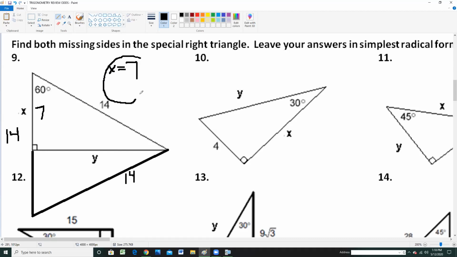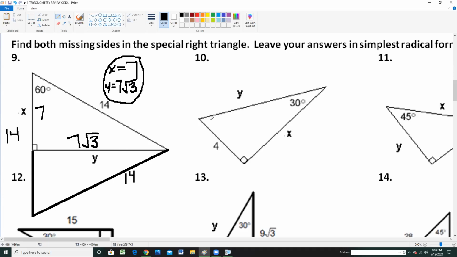Now, the part in the 30, 60, 90 triangle that people forget is what to use for the height. And the shortcut is you can take whatever the little guy was and you can tack on a radical 3. So y is 7 radical 3.